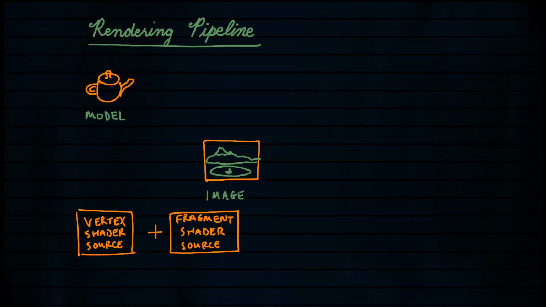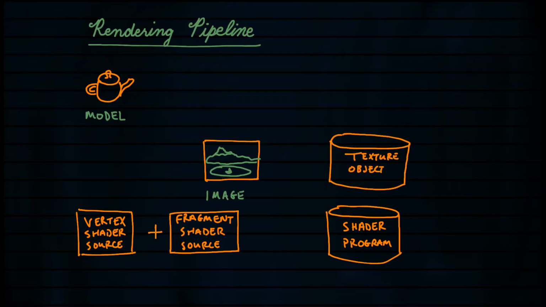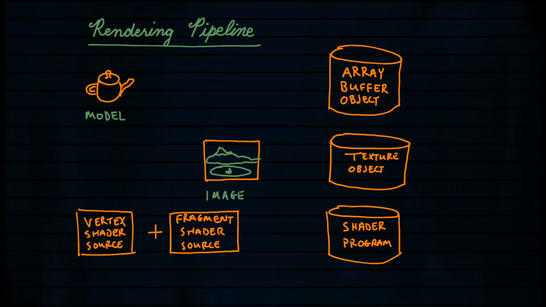The second thing that we're trying to do is, how do we get this into a usable type of data structure that the GPU wants to use? For example, our vertex shaders and fragment shaders, we need to compile those into a shader program. The images, we want to create a texture object out of them, and the model we need to convert to an array buffer object. In other words, a raw set of data that has all the positions, normals, colors, and so on.